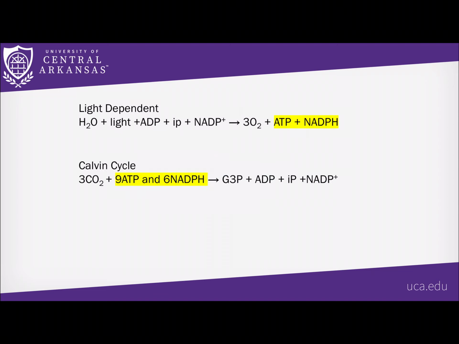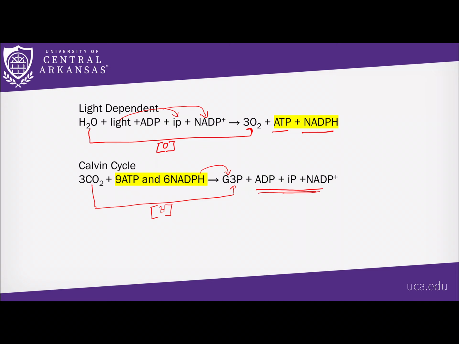Now, in the light-dependent reaction, we took the water and oxidized it to oxygen. And the light energy was converted into chemical energy in ATP and NADPH. In the Calvin cycle, we will be taking the carbon dioxide and reducing it to carbohydrates, and the ATP and NADPH, which have the energy, will be transferred to this. The hydrogen ions and the electrons will be transferred here, and these are regenerated.